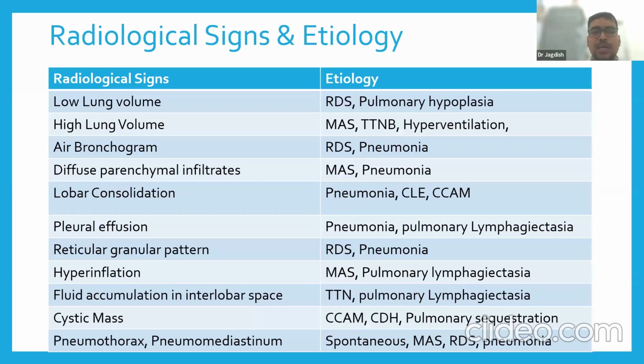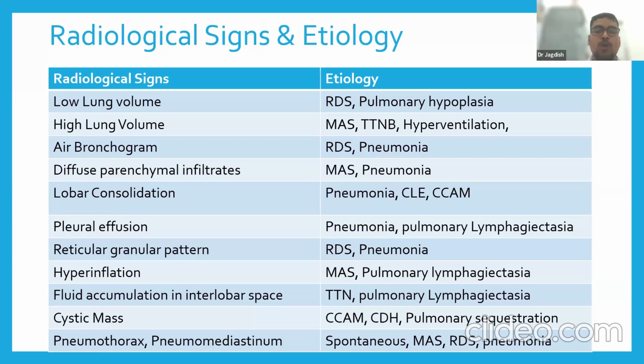So next, the radiological signs. The lung may be of normal volume, low volume, or high volume. In the normal lung on X-ray, we should see 6 rib spaces anteriorly and up to 8 rib spaces posteriorly. That is the normal lung volume. If it is lesser, we call it a low lung volume, and the classical examples are respiratory distress syndrome or pulmonary hypoplasia. The high lung volume is typically seen in meconium aspiration syndrome, transient tachypnea of newborn, or hyperventilation.